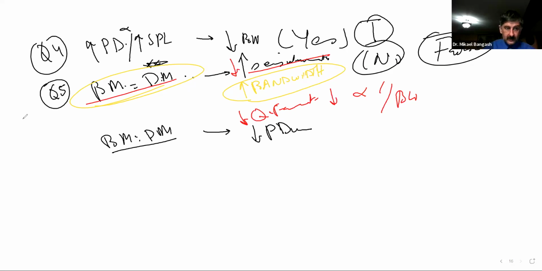But here they don't ask about the lower, but they actually ask, does it increase the pulse duration or does it increase the pulse length? And that is not true. The answer to that is no. So it's no, then that becomes false.